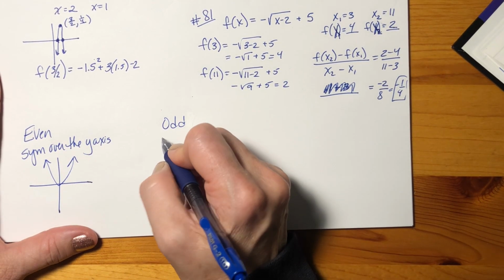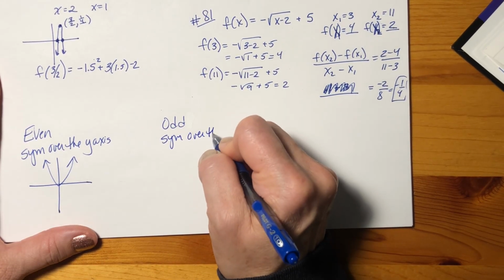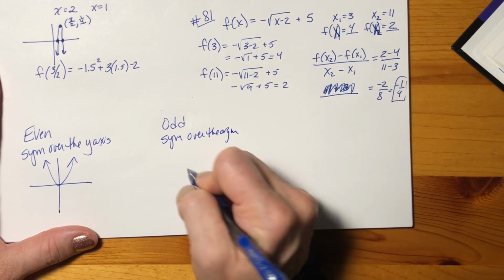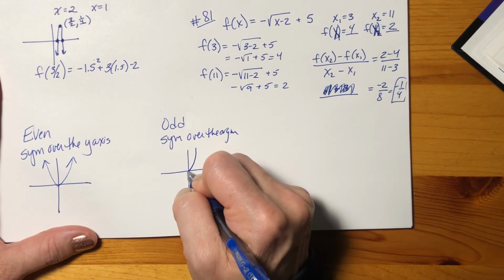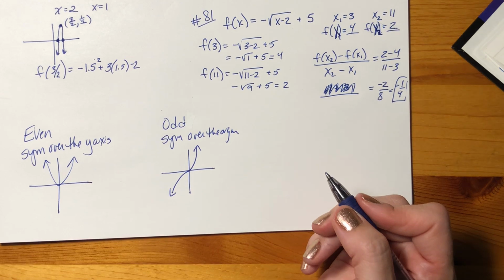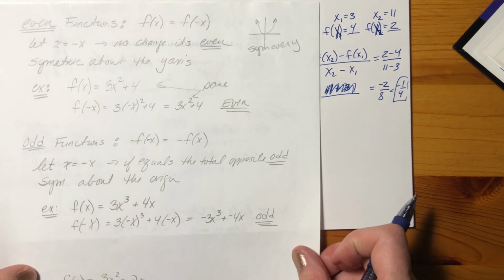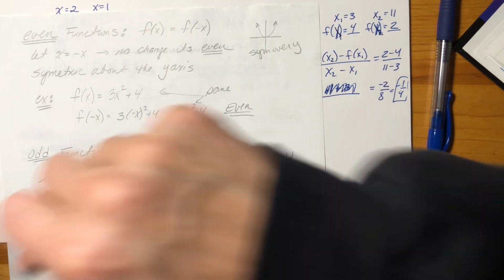An odd function is going to be symmetric over the origin. So that would be a graph that's going to be like this. So it's reflected over the y and reflected over the x. So it's two ways. All right. So I don't make any more mistakes, let me give you some notes on even and odd functions.